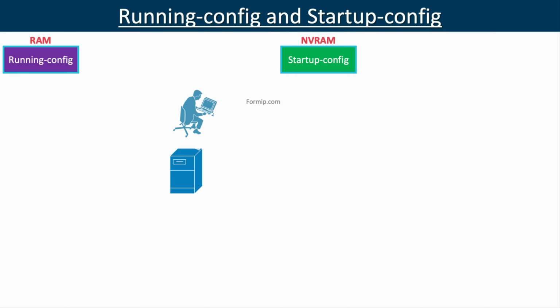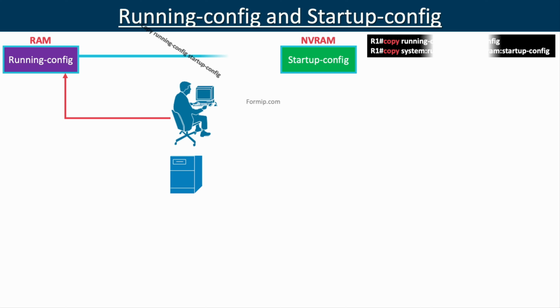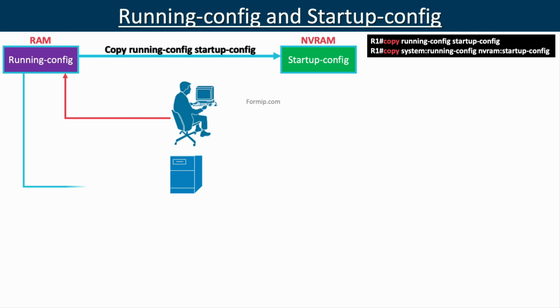When you configure a router or a switch, you work on the running config file. To avoid losing any changes the next time the device is rebooted, it's important to remember to save the conf to the startup config file with the copy command. Either we do copy running-config startup-config, or a copy system:running-config nvram:startup-config.